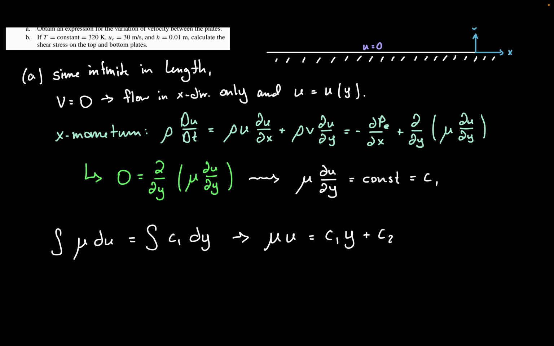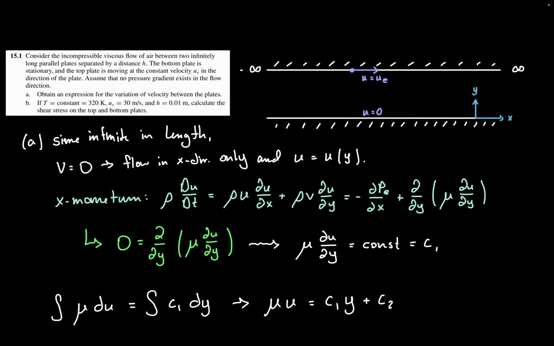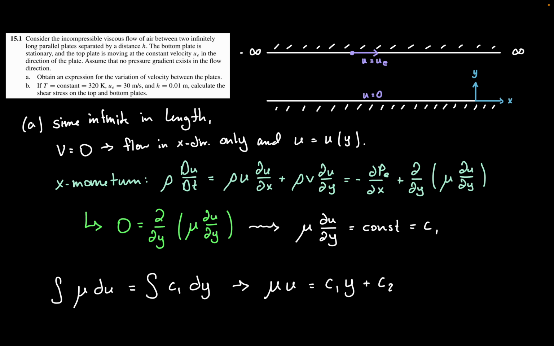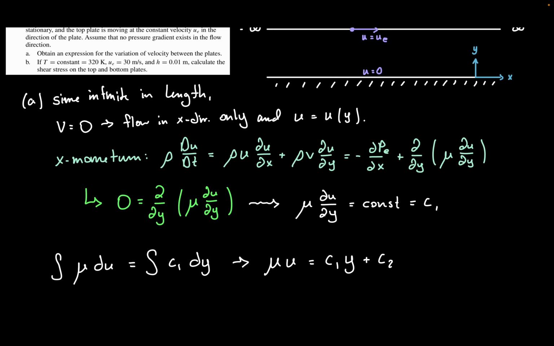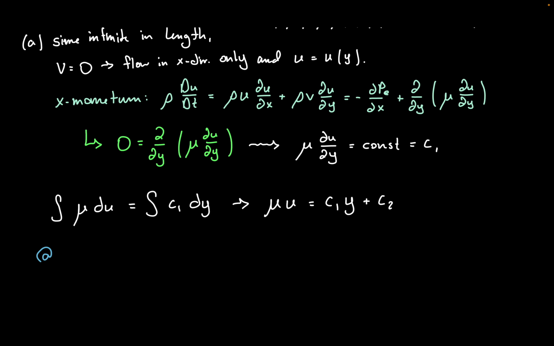Now we can solve this by using the boundary information that we're given. We know when y is equal to 0, we're going to have a 0 velocity. And when y is equal to h, we're going to have a velocity of u sub e. So let's do that now. At y equal to 0, u is going to be equal to 0. From this, we'll get mu times 0 equal to c1 times 0 plus c2.